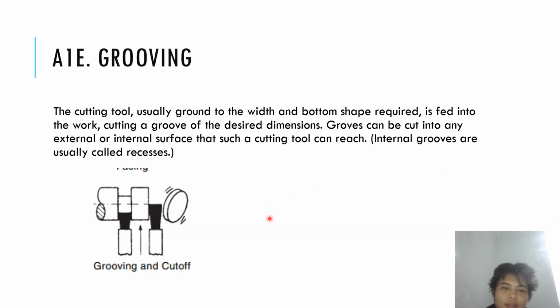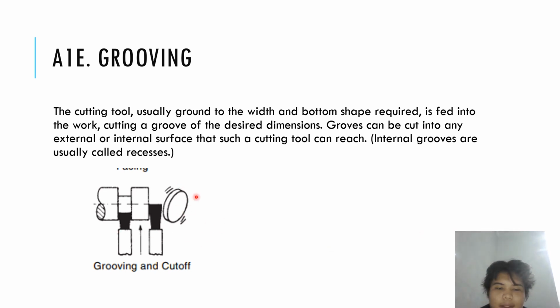Grooving. The tool, usually ground to the width and bottom shape required, is fed into the work, cutting a groove of the desired dimension. Grooves can be cut into external or internal surfaces that such a cutting tool can reach. So grooving is like this. Like if you ever see a carpenter with a block of wood, you just push it in for the cutting.